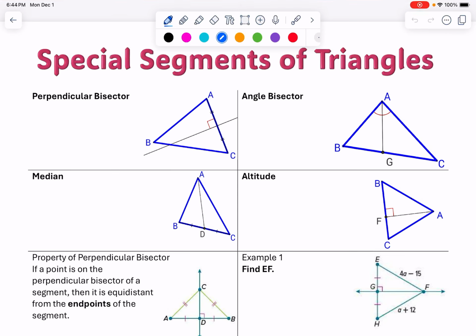We have four special segments of triangles that we need to talk about. The first is called the perpendicular bisector. So the perpendicular bisector is perpendicular to one of the sides of the triangle at its midpoint.